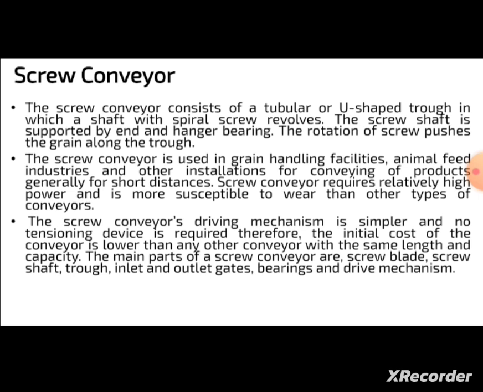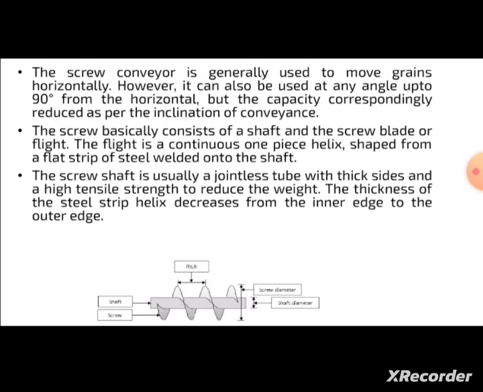Then the next one will be the screw conveyor. The screw conveyor consists of a tubular or U-shaped trough in which a shaft with a spiral screw revolves, so that the products can be transported from one place to another. The screw conveyor's driving mechanism is simpler and no tensioning device is required. Therefore, the initial cost of the conveyor is lower than any other conveyor with the same length and capacity. The screw conveyor is generally used to move grains horizontally, though it can also be used at any inclination up to 90 degrees.